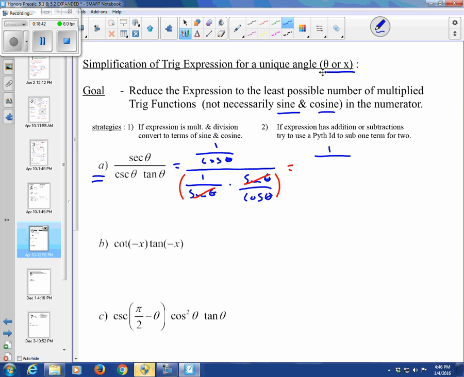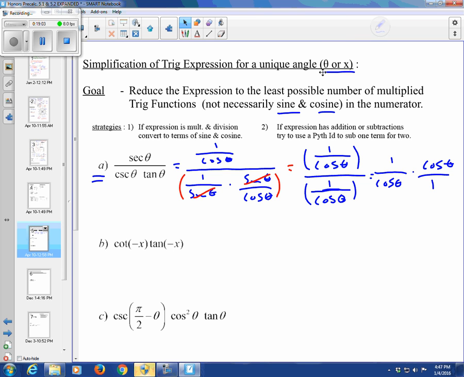So right here we're looking at 1 over cosine theta over 1 over cosine theta. And at this point, we can multiply by the reciprocal. We can also spot that we've got the same numerator and denominator. But if we were to multiply by the reciprocal, we would get 1 over cosine theta times cosine theta over 1.